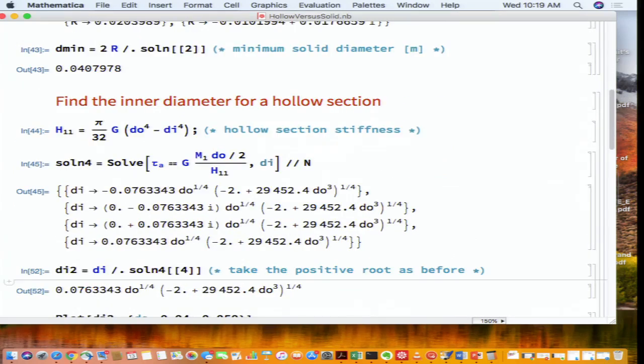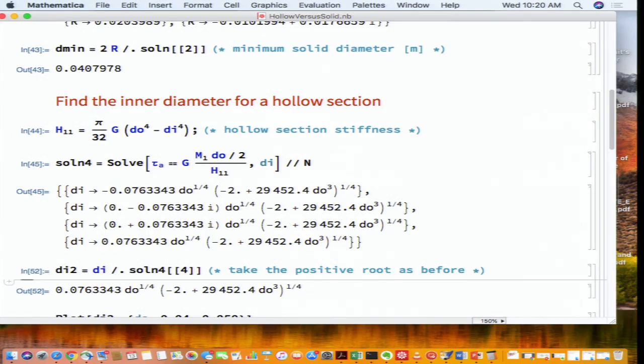So now, for a hollow beam, the torsional stiffness is given by this expression, where we have an internal diameter and an outer diameter for the shaft, and we calculate the internal diameter in terms of the outer diameter. When we solve this equation, we get multiple solutions, some of which are complex and some real, and we have to pick out the positive root as before. So we get an expression for the internal diameter if you fix an outer diameter for the shaft.